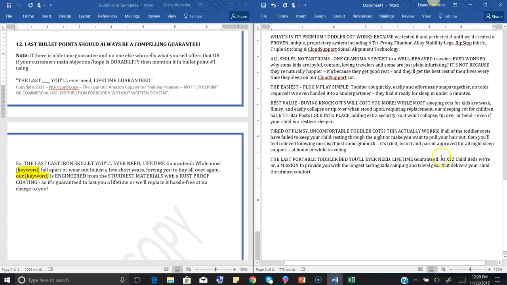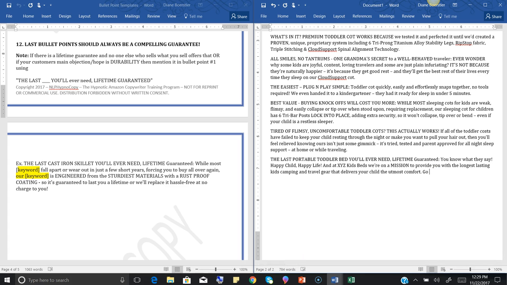And actually, I would probably go back here and do something a little bit different. You know what they say, happy child, happy life, right? And XYZ Kids Beds, I capitalized kids, sorry. Kids Beds, we're on a mission to provide you with the longest lasting kids camping and travel gear that delivers your child the utmost comfort.